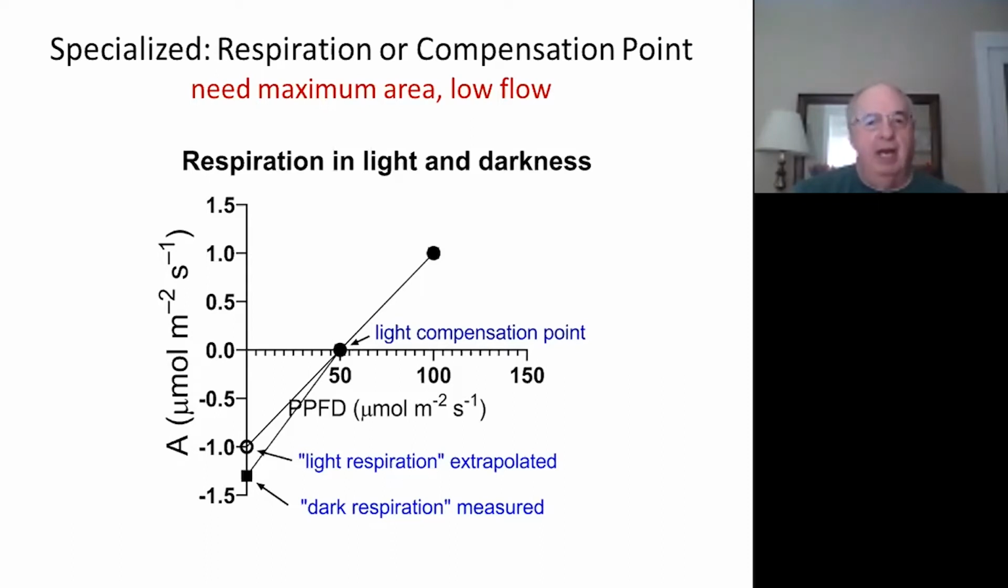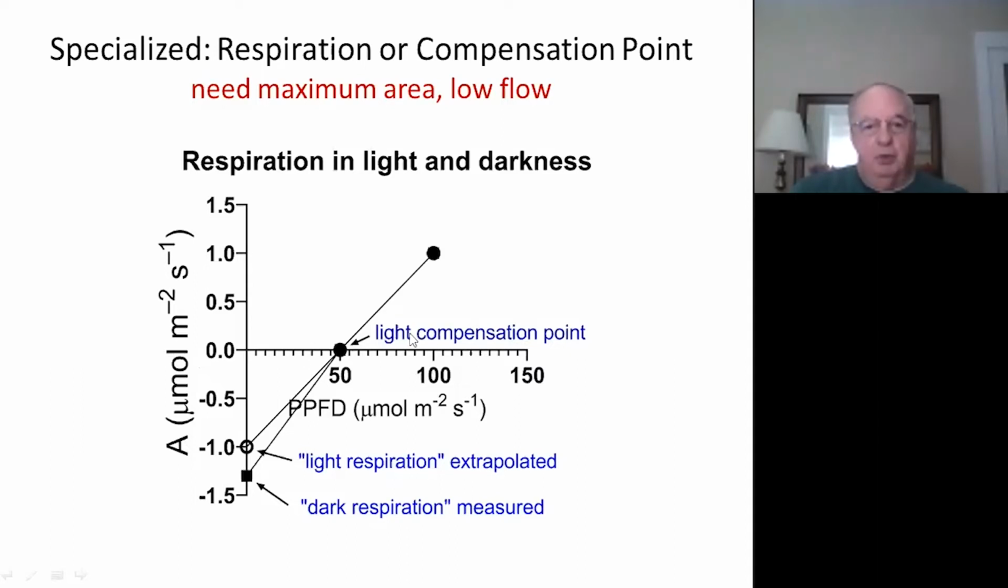You need to try and maximize the leaf area that's exposed by using a large cuvette window, and to run the instrument at a low flow rate to maximize the CO2 differential for each of these points. So in fairly dim light, we're only going up to less than 150 micromoles per meter squared per second for the photosynthetic photon flux density, and we're looking at assimilation rate again.